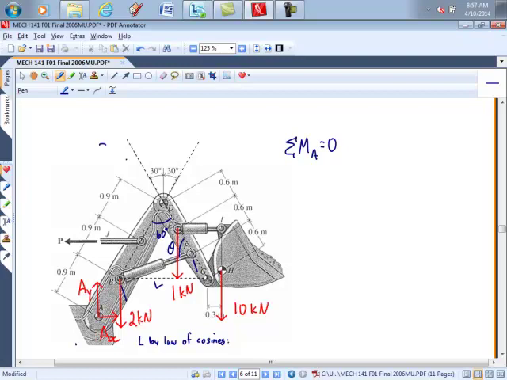So if we work our way to the right from A, first thing we get to is B. So I could figure out that horizontal distance, or I could just figure out the angle between the 0.9 meter distance and the force, which is probably going to be easier. So that's going to be 0.9 meters times 2 kilonewtons times sine 30. And that's a negative moment.